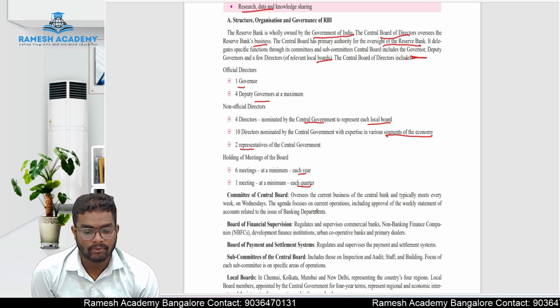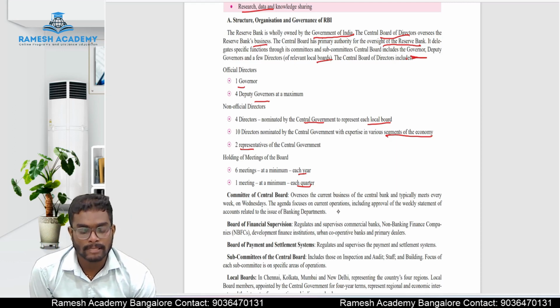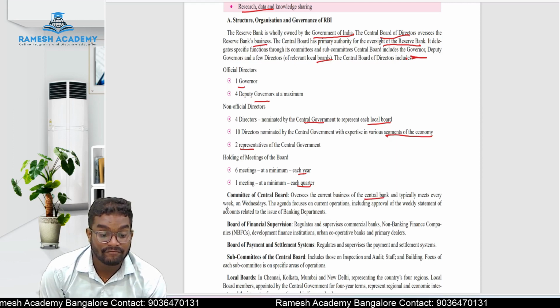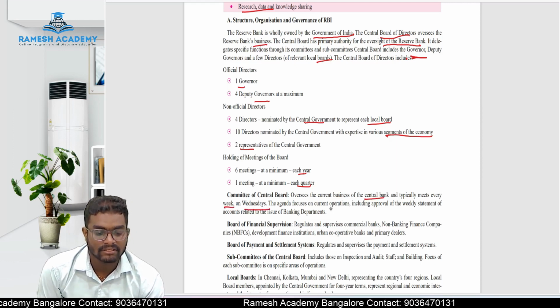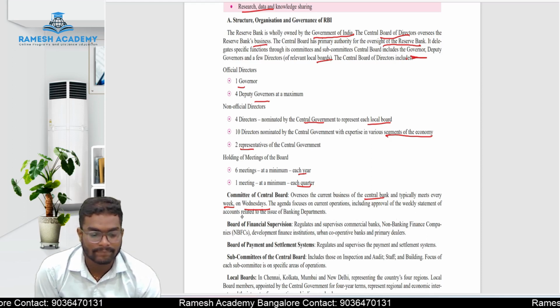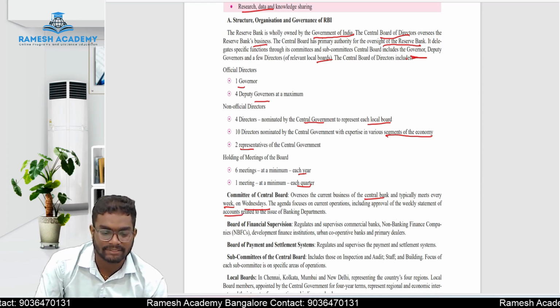Committee of the Central Board. What is the role? It oversees the current business of the central bank and typically meets every week on Wednesdays. The agenda focuses on current operations, including approval of the weekly statement of accounts. So they will be approving the weekly statement of accounts.